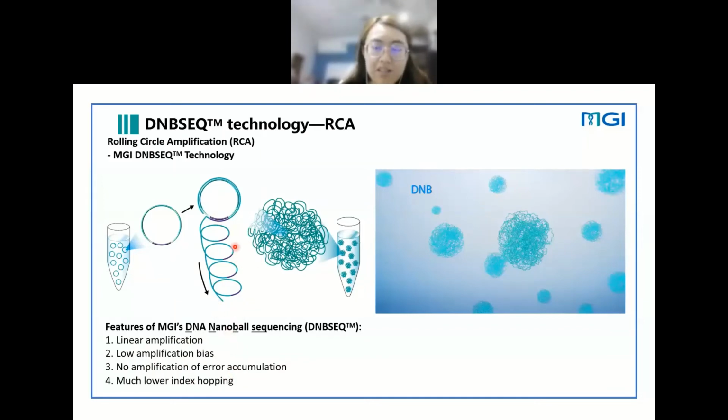You can imagine in PCR, if there's an error in one of the steps, you amplify it by 2 to the power of n times. That is the meaning of error accumulation. Whereas for linear amplification, maybe one error will just stay in that one copy, but you are still amplifying the original strand. So the mistake would not be carried forward. And because it's a DNA nanoball, the index hopping is much lower compared to the other platforms.